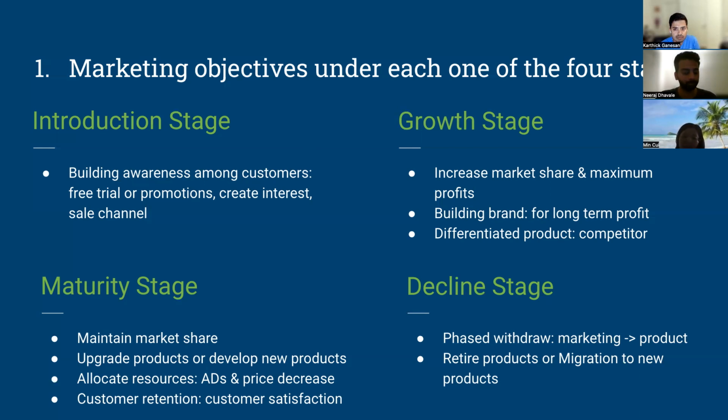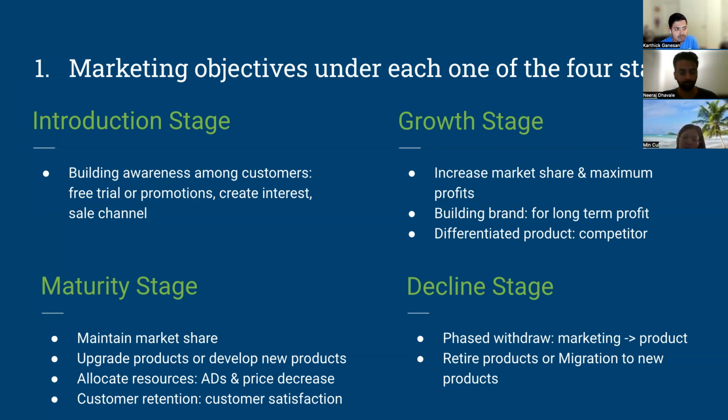And in the third stage, maturity, the most important thing is that we need to maintain our market share, because at this time we already have a stable market share. So the next important thing is that we need to upgrade products or develop new products, because in this stage we already have a stable profit with the existing product. So in order to get more market share or profits, we need to develop new products.